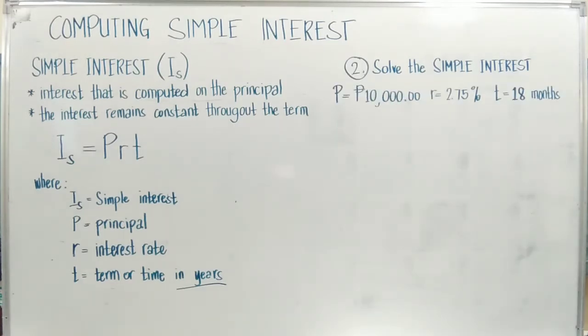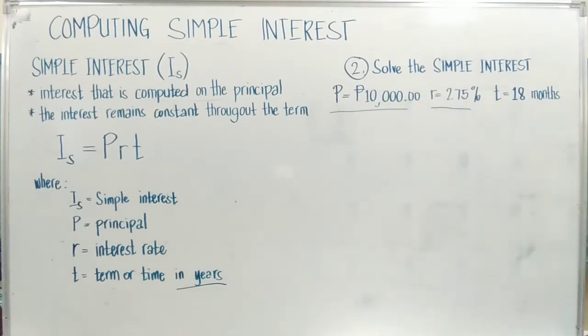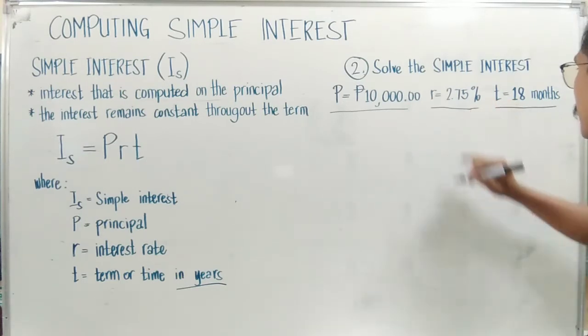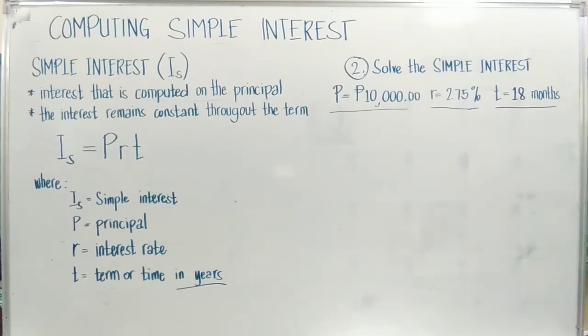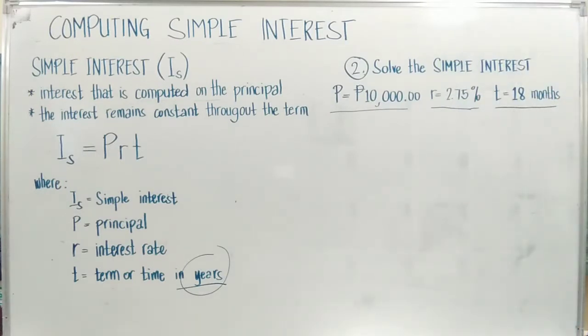For our second example, let us try to solve for the simple interest. Given your principal is 10,000, your rate is 2.75%, and your time or term is 18 months. As you can see, your principal and your rate are the same as in our first example. I give this example so we can distinguish what process we shall do when your time is in months. Because it is stated here that the term or time should be in years. So let us try to solve example number 2.